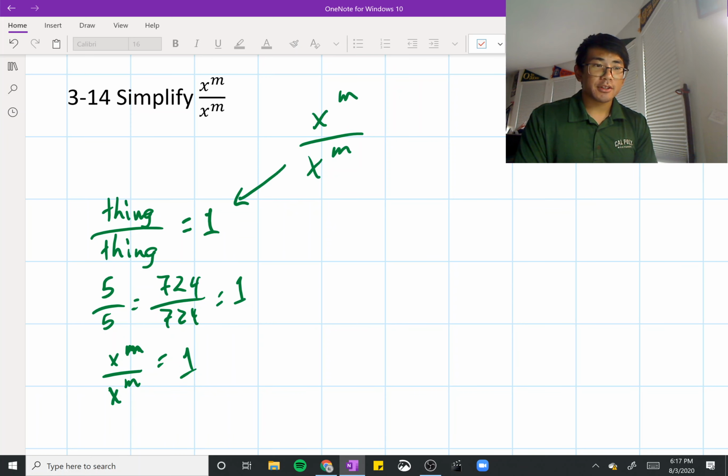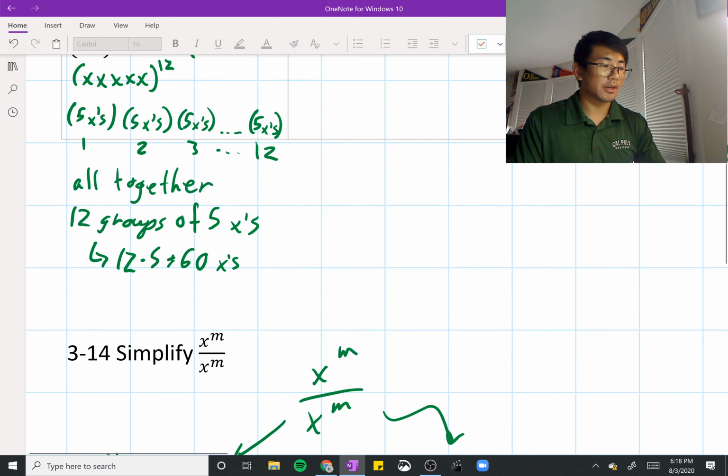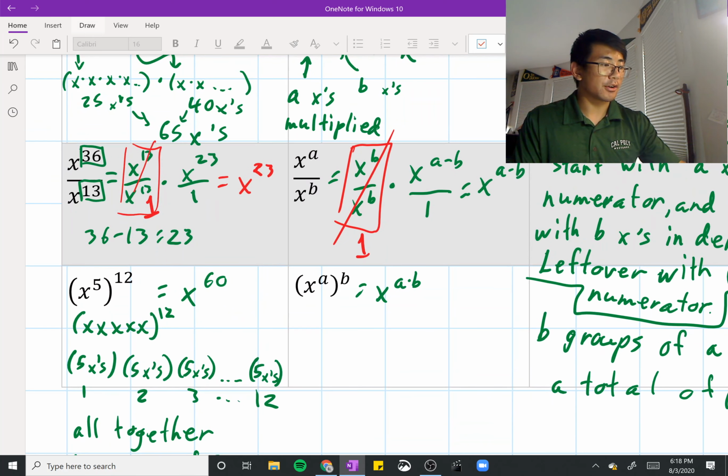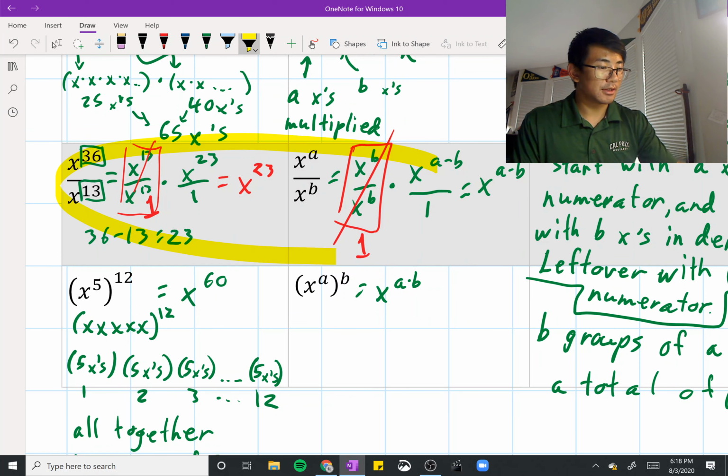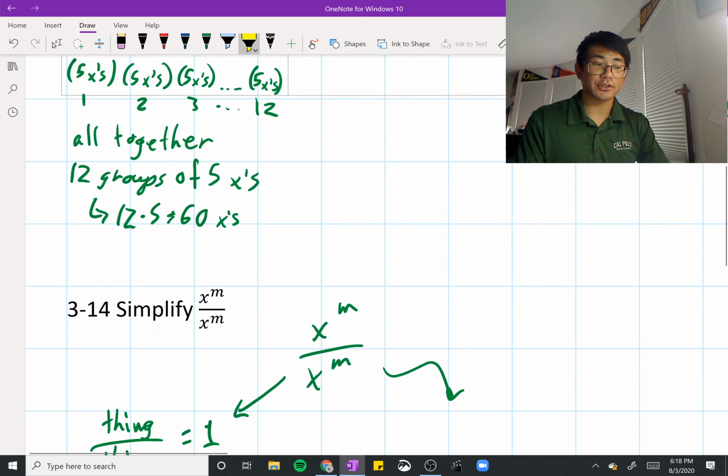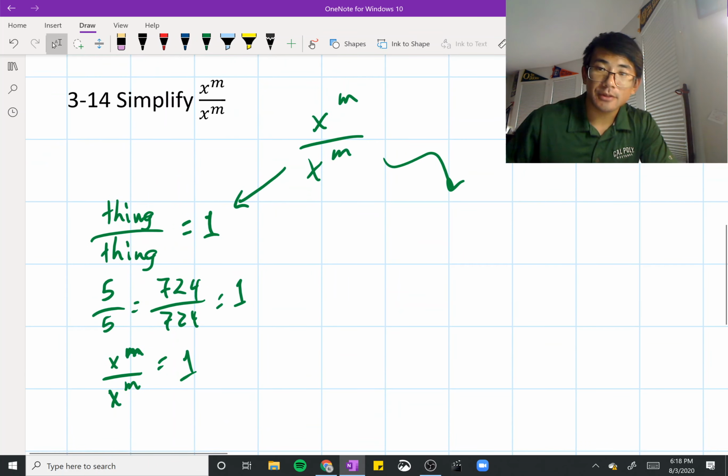Right? But there's another approach we could take. One would be to use one of the properties that we talked about previously. And that one is going to be this property right here. Let me highlight it. The second one here, involving fractions or dividing exponents.